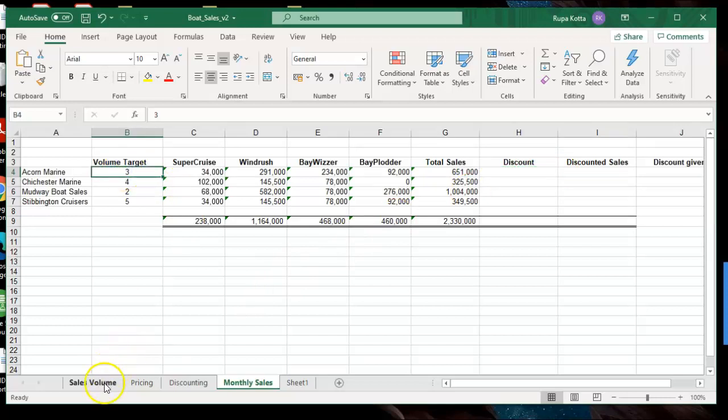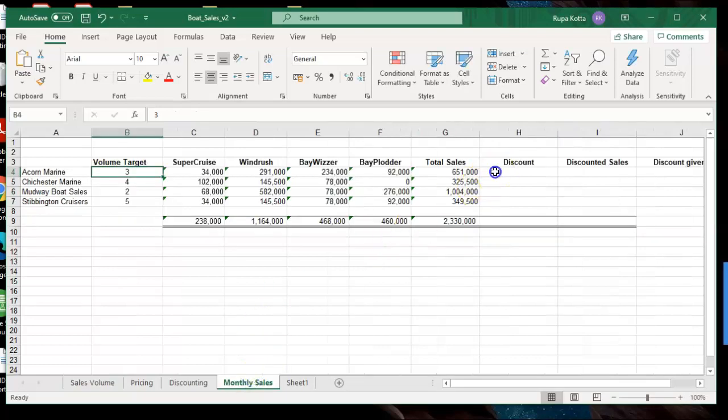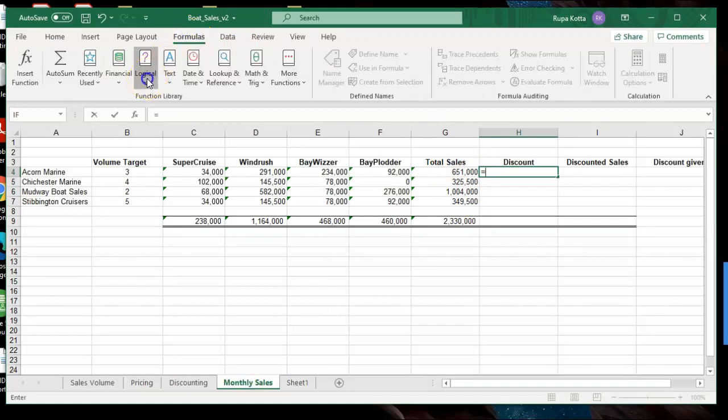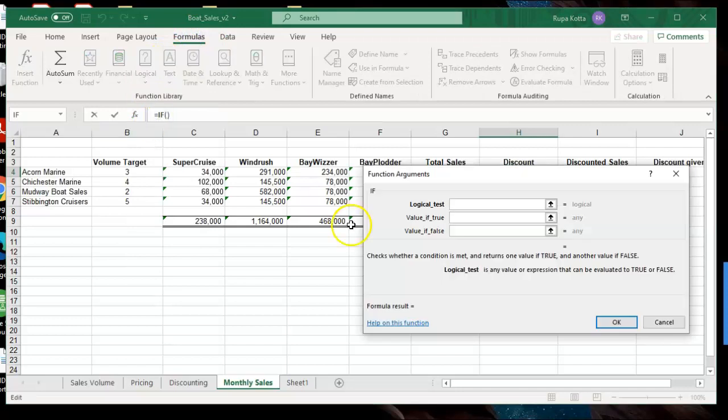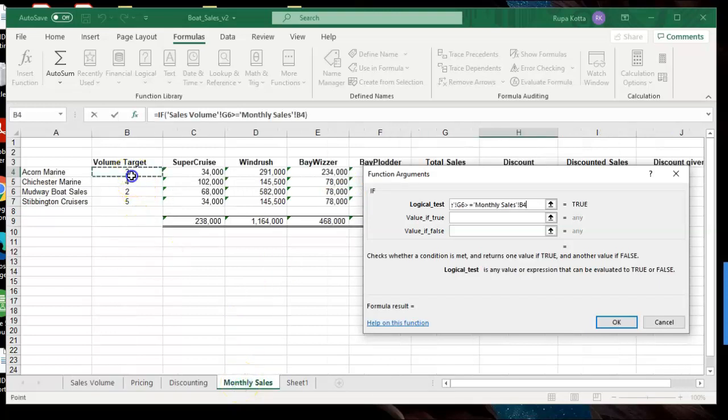Target is given here and the sales volume is given here. So if the sales volume is greater than or equal to the target, you are calculating the discount. If it is less, then no discount. So you want to display a 0. Okay. So let's see the formula. Equal to formulas, logical, IF. So the box is opened. Start your condition. Target in the sales volume sheet should be greater than or equal to the target in the monthly sales.